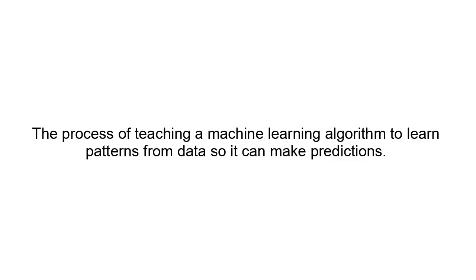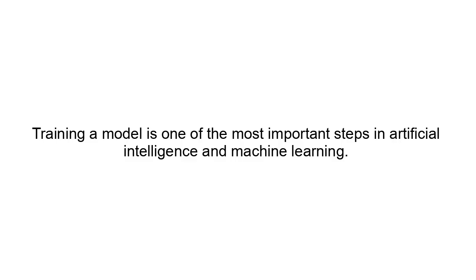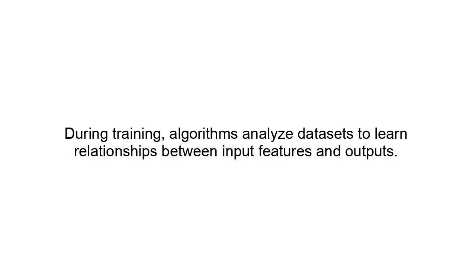Simple definition. Model training: the process of teaching a machine learning algorithm to learn patterns from data so it can make predictions. Final summary. Training a model is one of the most important steps in artificial intelligence and machine learning.